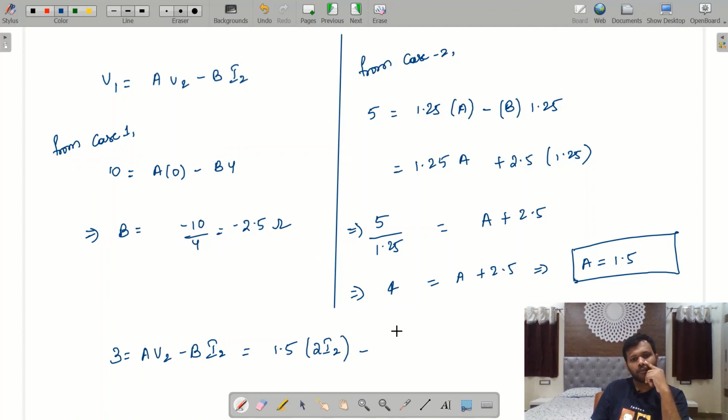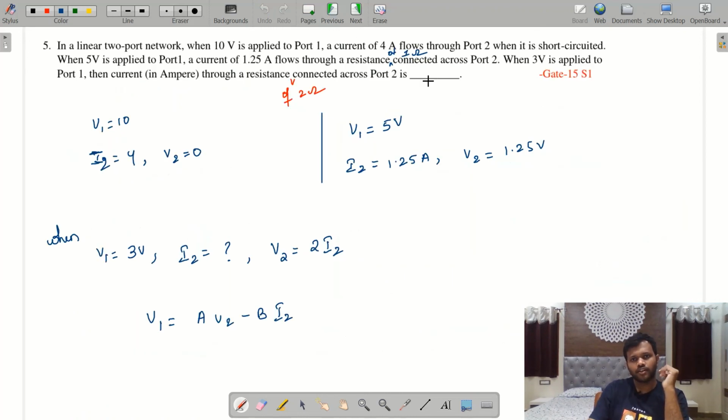minus B. What is the value of B? 2.5 into current I2. So I2, if you take common, 3 plus 2.5, which will be 5.5. So now I2 equal to 3 divided by 5.5, which will be 0.545 amperes. So the answer is 0.545 amperes.